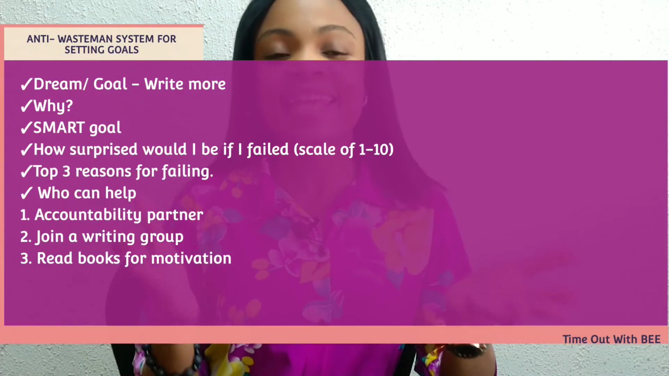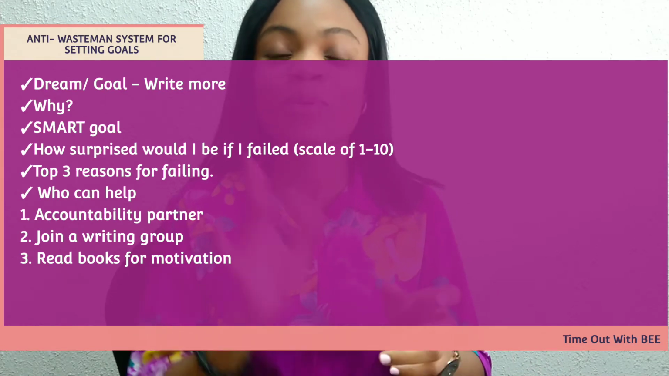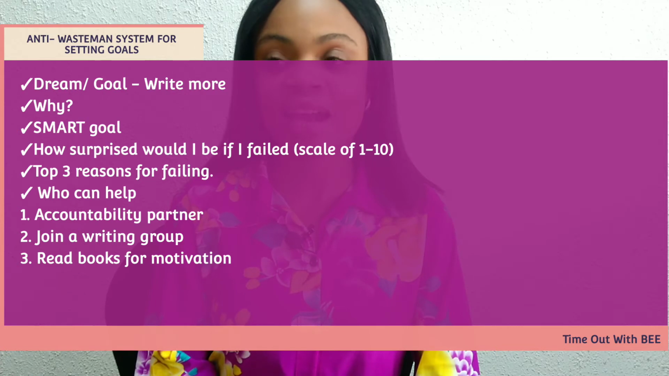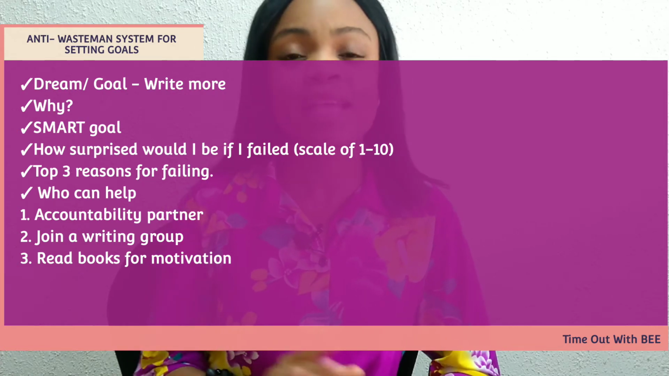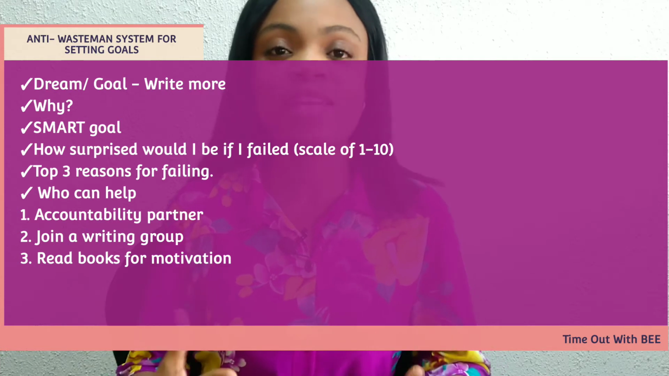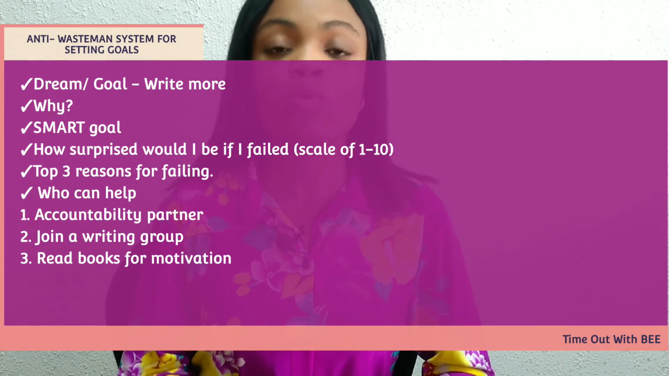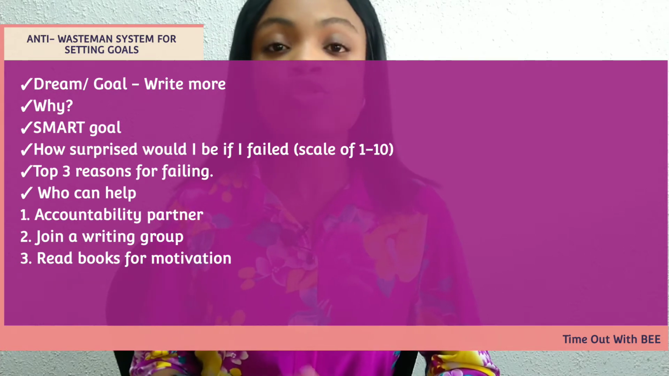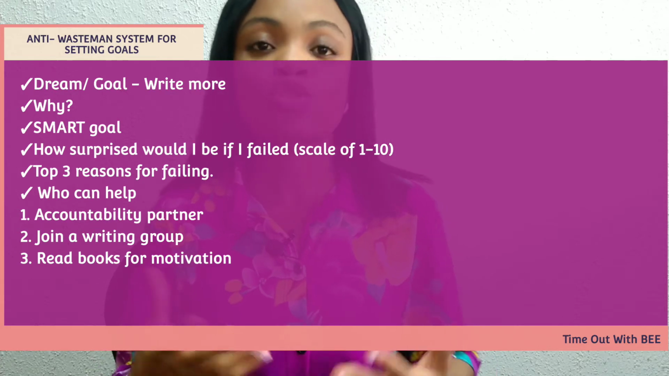So who can help? This book can help. Who can help me? Number 1, having an accountability partner. 2, I need to join a writing club or a writing group, something that would motivate me to write. And 3, I can read books on writing. So when I read books on storytelling, on writing, that should prompt me to write better.